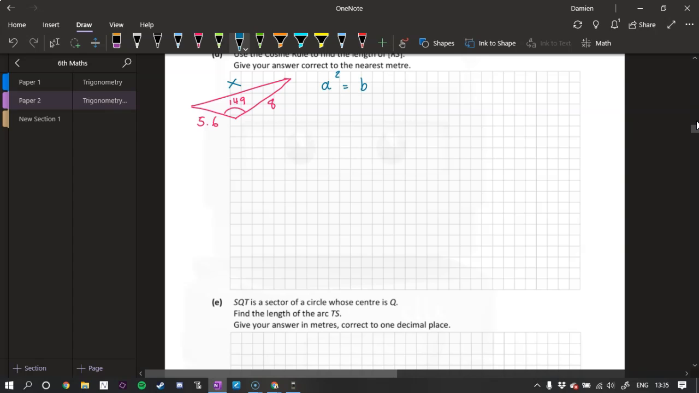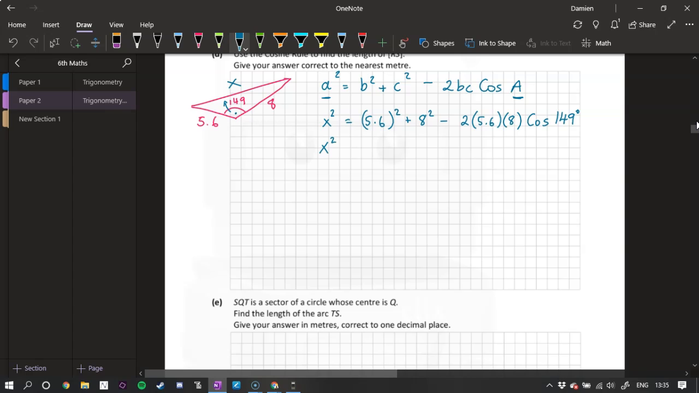a squared equals b squared plus c squared minus 2bc cosine of A. The important part is that the angle and the side have got to be opposite each other when you're filling it in. So the angle that we have is 149, so the side opposite is x. So this is going to be x squared. So x squared is equal to the other two sides, which is 5.6 squared plus c squared, which is 8 squared, minus 2 times b, 5.6, by the c, which is 8, and that is the cosine of A, which in this case is 149 degrees.